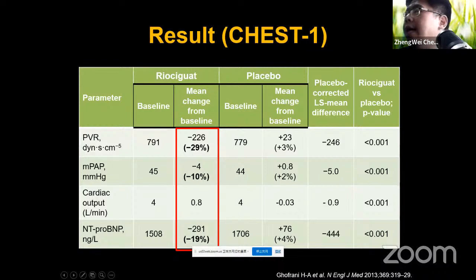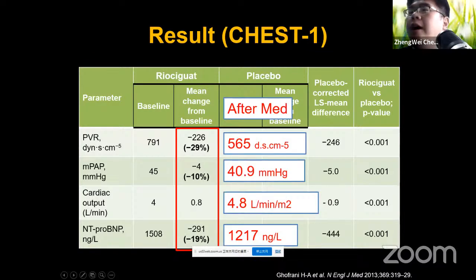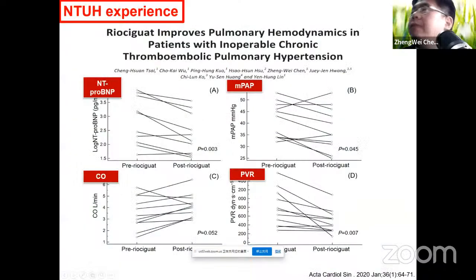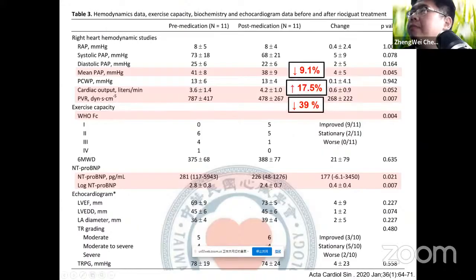Besides 6-minute walking distance, other hemodynamic parameters, including PVR, PAP, cardiac output, and NT-proBNP, also show significant improvement. In our hospital's experience, we also showed a significant improvement in these parameters. Besides, the magnitude of the improvement is similar to the CHEST-1 study.